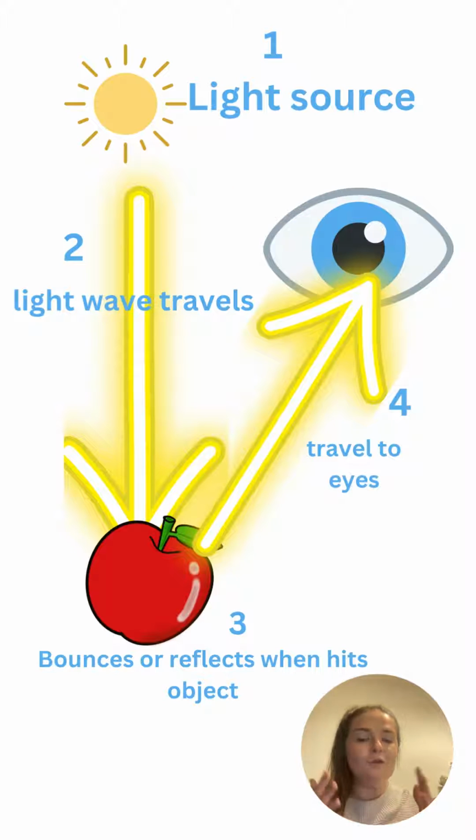So light waves travel out from sources of light in straight lines, so you're always going to be needing to use your ruler when you're drawing light waves. So they travel out in straight lines, then they hit the objects around us. The rays of light don't stop when they reach an object. They reflect or bounce off an object and then travel into our eyes. This reflection of light is what allows us to see the object.